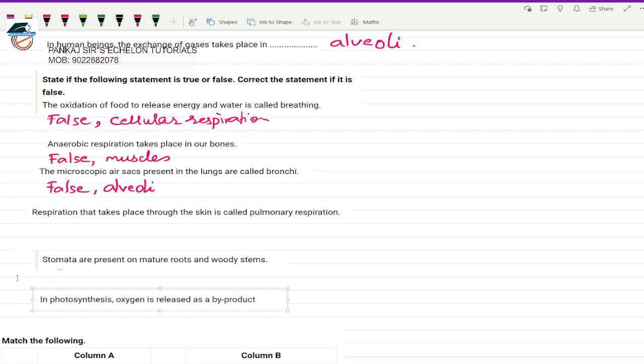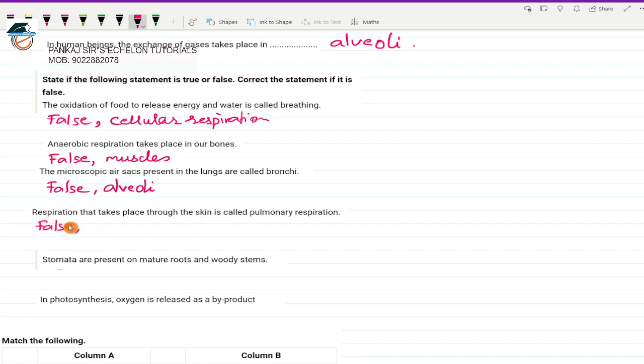Fine. Okay. So next one is, respiration that takes place through the skin is called pulmonary respiration. No, respiration that takes place through skin is not pulmonary respiration. So it is a false statement. And if you want to correct it, respiration that takes place through the skin is called cutaneous respiration. Okay. So the answer for this is false.